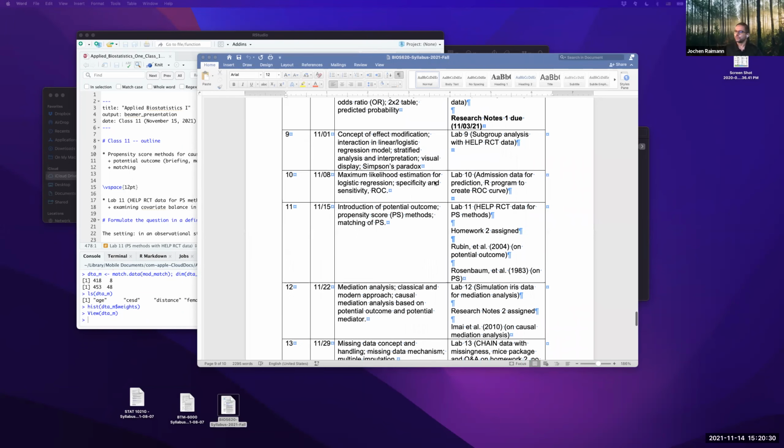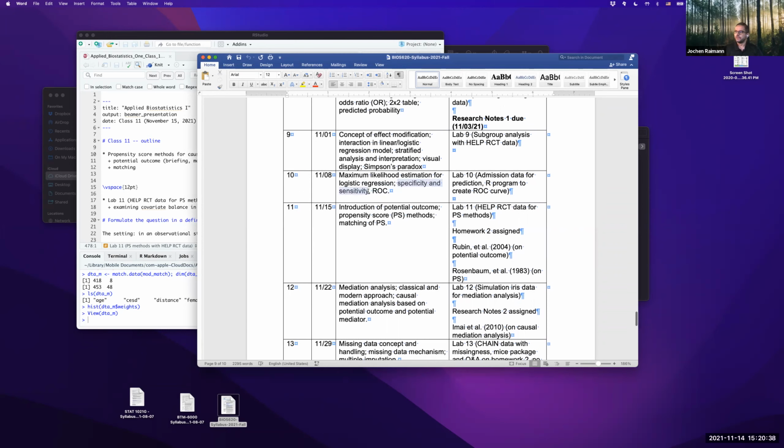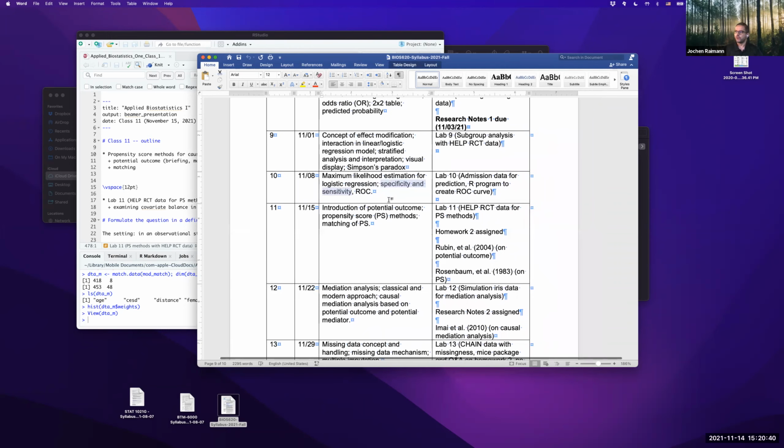So we spoke last week about maximum likelihood estimation for logistic regression. We talked about sensitivity and specificity and the receiver operating characteristic curves. I hope the lab was all okay and you were able to tackle the challenges. I didn't receive any discussion board entries, so I conclude from that, but yes.